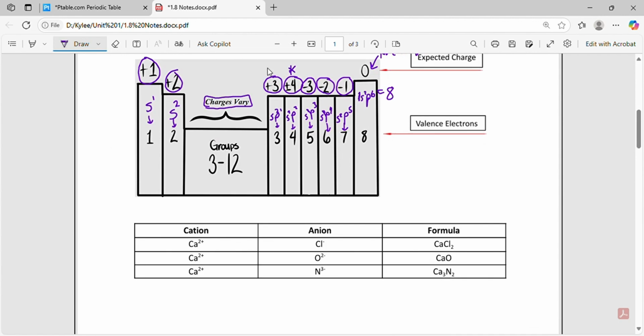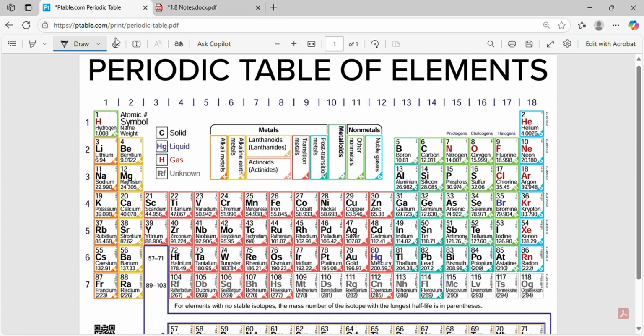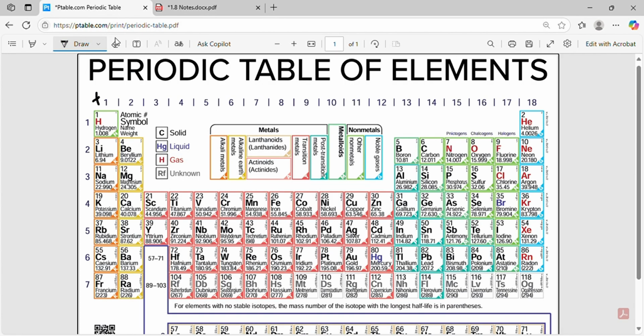Calcium is in group 2, which is why I've written the symbol calcium with a +2. I know that calcium always ends in S2, and it's going to be losing those 2 valence electrons, forming a positive 2 charge. If you have a periodic table, it might be a good idea until you remember these charges to write them at the top of each column.